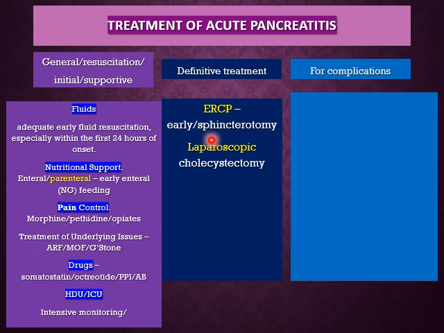Okay, the next group of treatment is the definitive treatment, which involves ERCP and early sphincterotomy if gallstones are detected in the CBD.